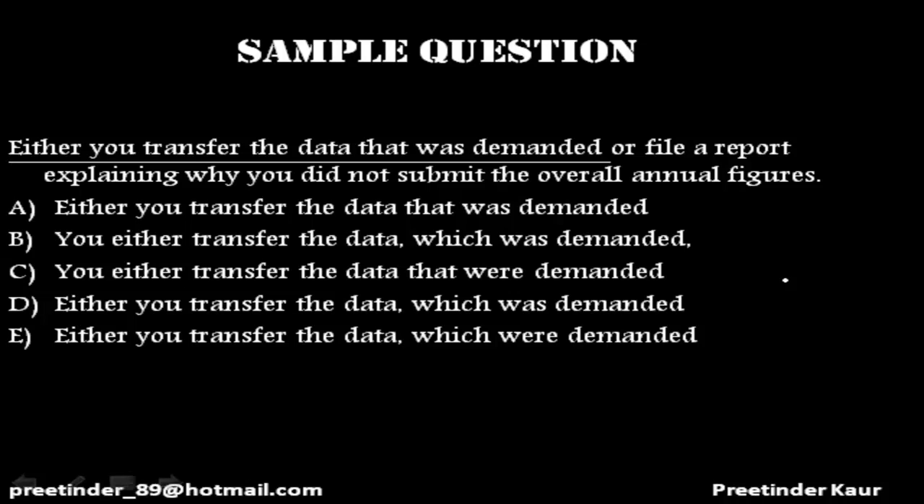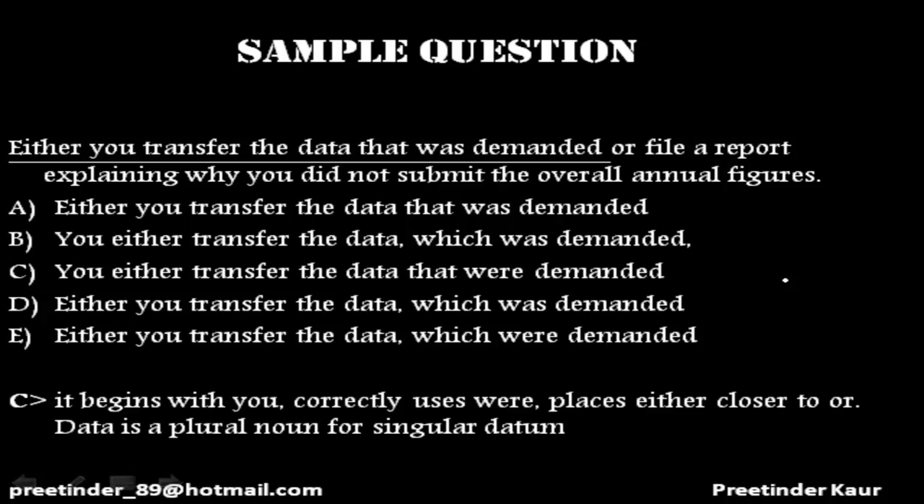So let's have a look at the answer. Answer is C. It begins with you, correctly uses were, places either closer to or. So use of were is correct, and it places either close to or. And data is a plural noun for singular datum. So data cannot be was, it will always be were.